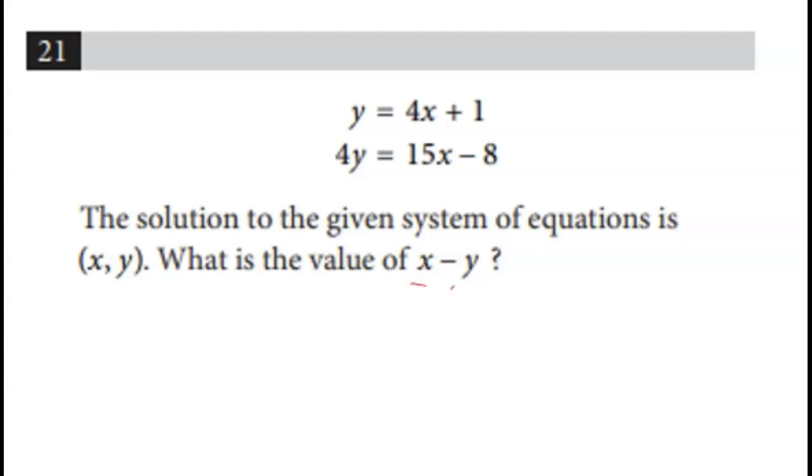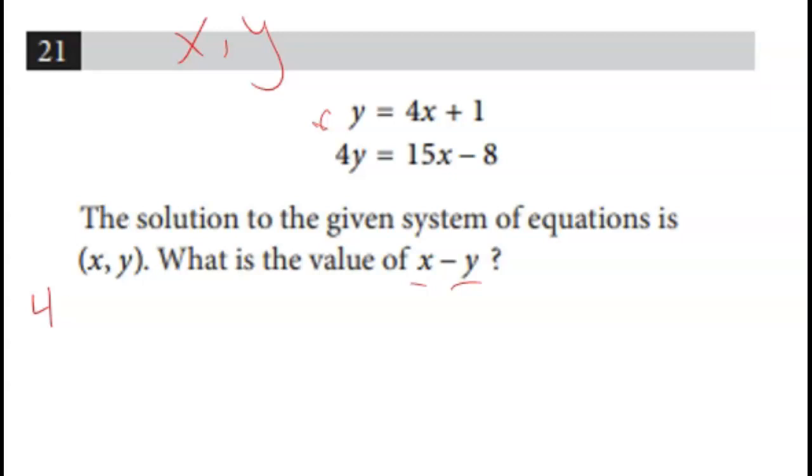What is the value of x minus y? So we need to find x, we need to find y, and we need to subtract them. All right, so immediately they give us what y is. Y equals 4x plus 1. So we can just plug that into this equation.